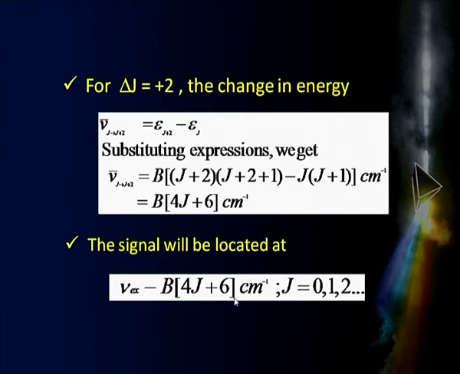If I just substitute the value of j here as 0, 1, 2, I get the position of each one of the lines there. If I put j is equal to 0, I get 6B. Put j is equal to 1, I get 10B, and so on and so forth. That is how I get an expression for the location of each of the Stokes lines in this case.